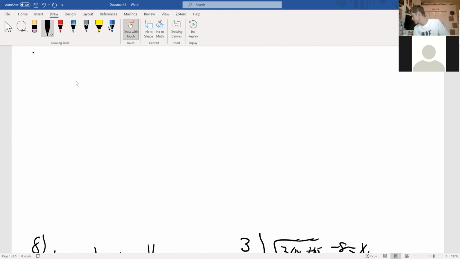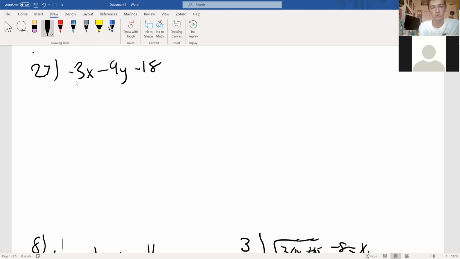So 27 is graphing the equation. All right, and then this one, they're kind of mean and they don't give it to you in the correct form. So -3x minus 9y minus 18 equals 0.